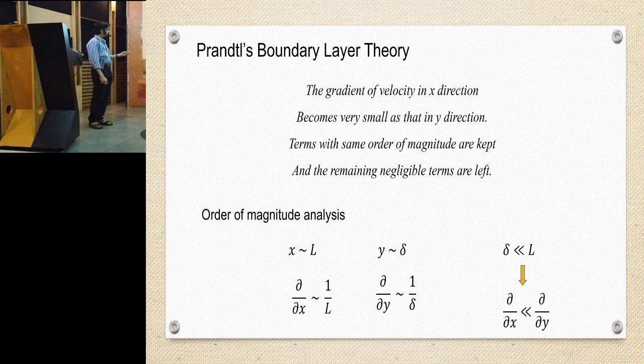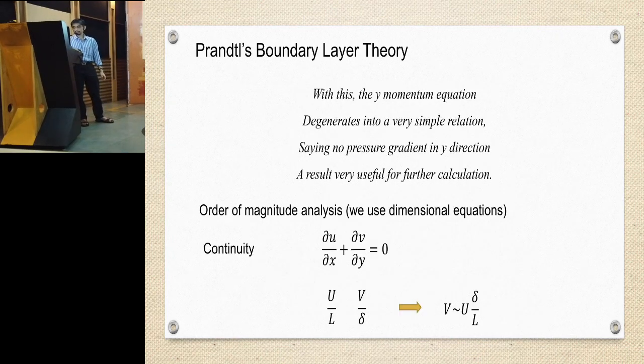And then with this we can estimate d dx as 1 over L and d dy as 1 over delta, because x goes like L, y goes like delta. Now because delta is much less than L, d dx will be much less than d dy. That's what we have said here, that the gradient in x direction becomes much smaller as compared to y direction.